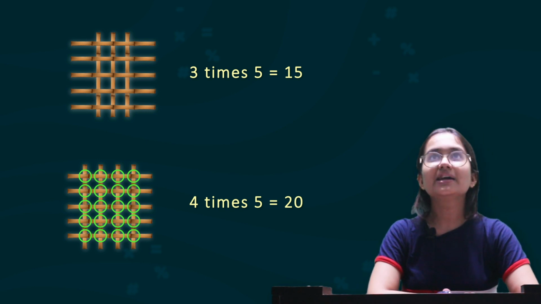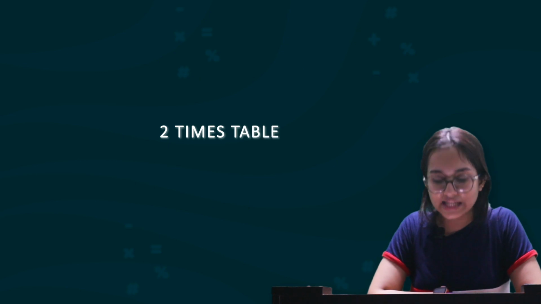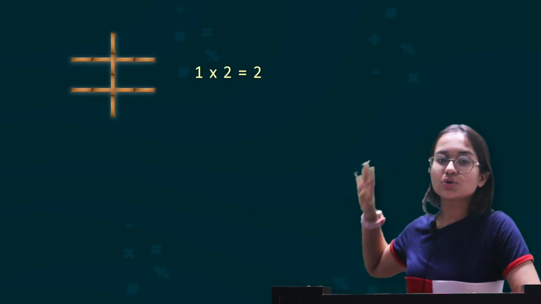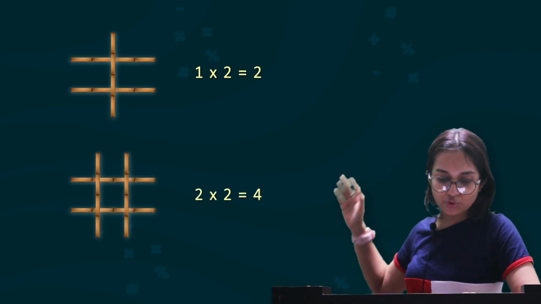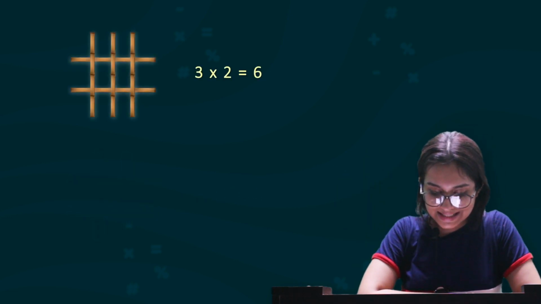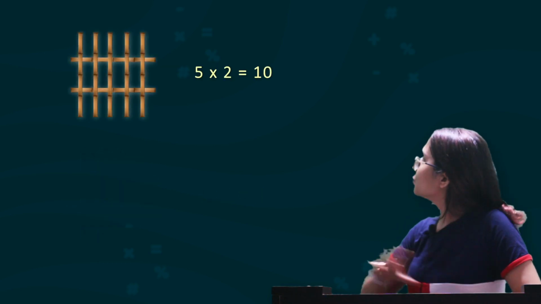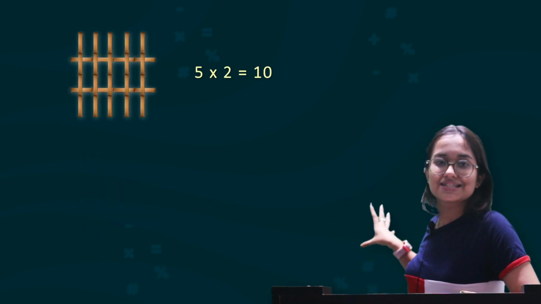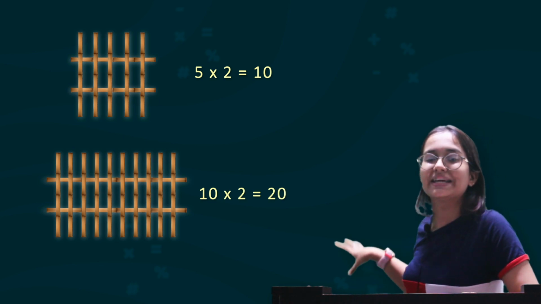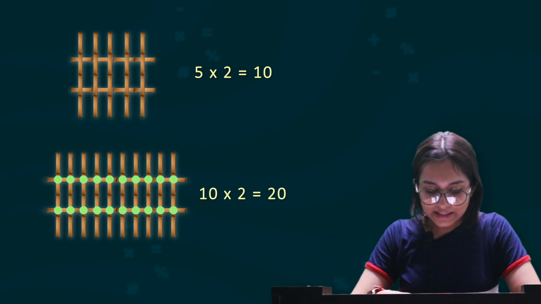So let us try making the 2 times table with these sticks. So 1 into 2 is 2. 2 into 2 is 4. 3 into 2 is 6. 4 into 2 is 8. 5 into 2 is 10. So you need to complete the grid, and the last is 10 into 2, which gives you 20 again. So we'll have 20 dots.